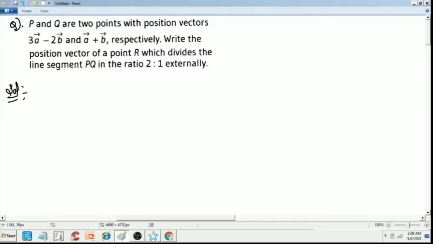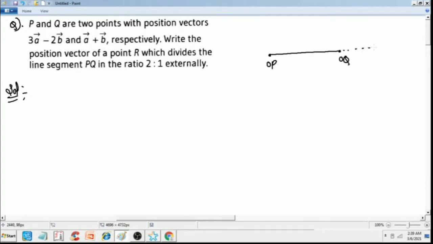Here we have a question. P and Q are 2 points with position vectors respectively. Write the position vector of a point R which divides the line segment PQ in the ratio of 2:1. Here the position vector of P and the position vector of Q are given.